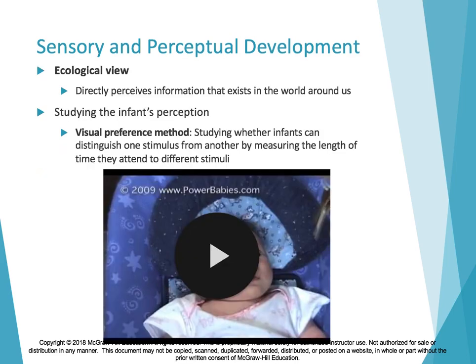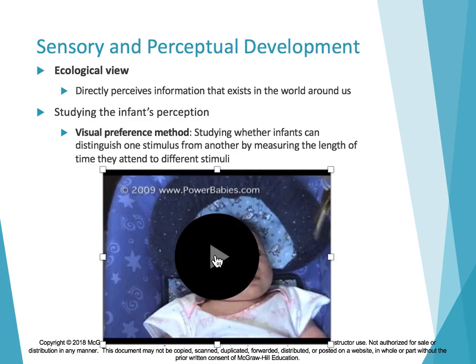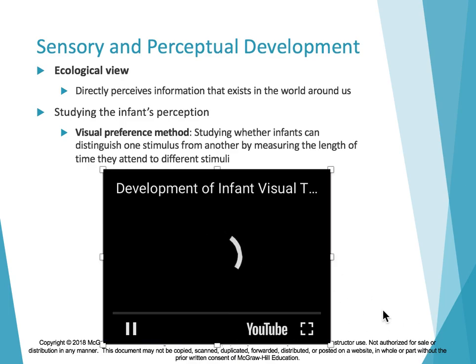So the ecological view says that we directly perceive information that exists in the world around us. When studying infant perception, there's a visual preference method, studying whether infants can distinguish one stimulus from another by measuring the length of time they attend to different stimuli. So I want you to watch this video of a baby looking at a stimulus. If I can get it to play.